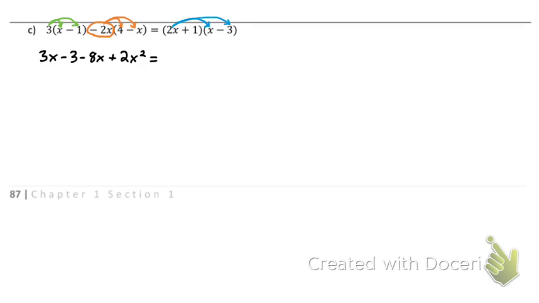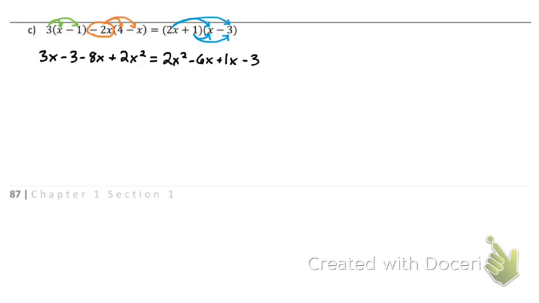So we have 2x times x, which will give us 2x squared. I have 2x times a negative 3, which is a negative 6x. Now I switch to the next term and distribute that the same way. I distribute to the x and the 3, so I have 1x minus 3.